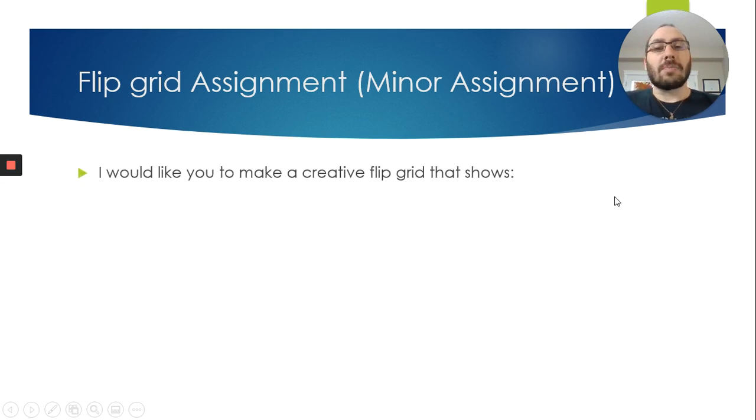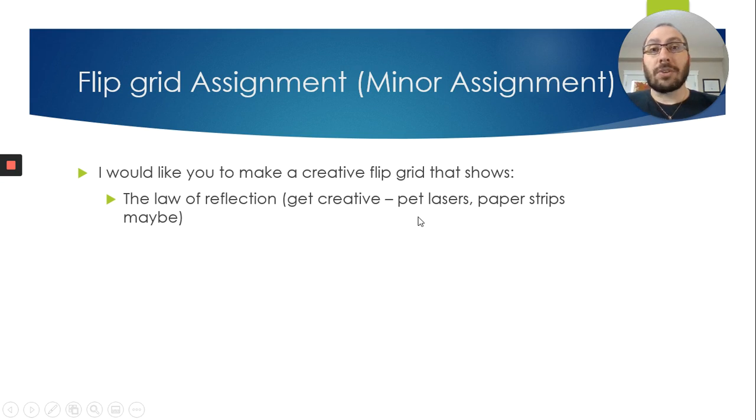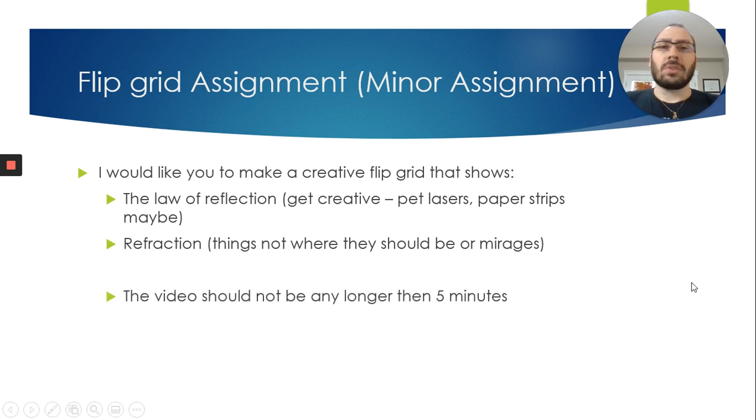For this one, I'd like you to make a creative Flipgrid that shows the law of reflection. Get creative: pet lasers, paper strips, I don't care. Paper strips meaning showing a ray of light coming in, a ray of light going out. And I also want you to show me refraction, things not where they should be, or mirages. We already talked about how you could take a cup and put a straw in it. Get creative. And the video should be no more than 5 minutes.